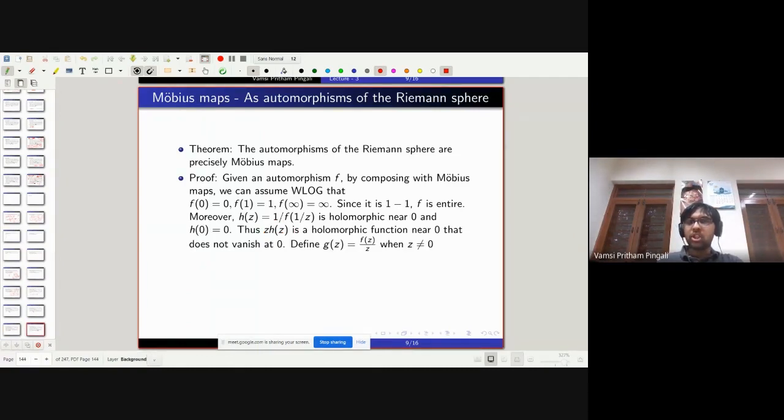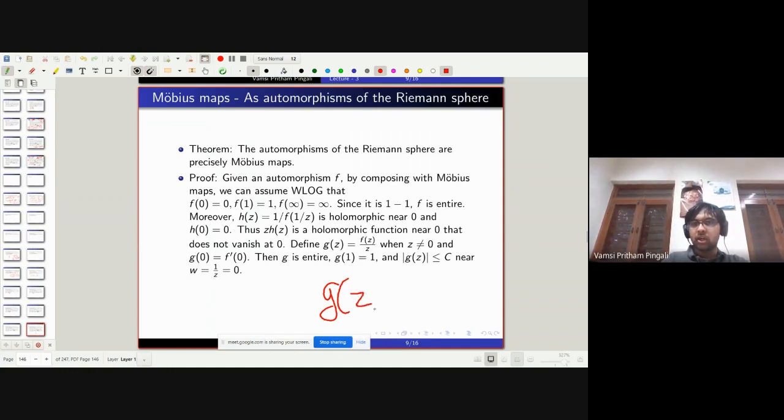So now if you define g of z as f of z by z when z is non-zero, and g of 0 as f prime of 0, the bottom line is g is an entire function, g of 1 is 1, and g is never infinite. G of infinity is also bounded. Okay. So why is this statement correct? I urge you to think about it. Only when you think about this will you understand.